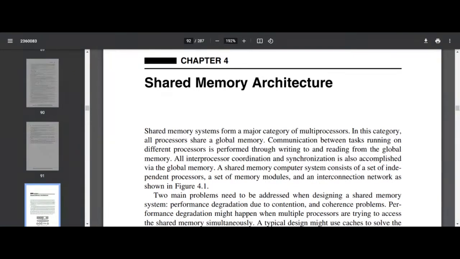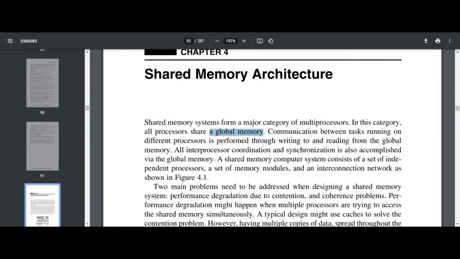So we are just recapping chapter 4, which we did earlier, before the midterm exam. This is about the shared memory architecture. We are going to study shared memory systems, one of the major categories of multiprocessors. In this category, all processors share a global memory. So the linchpin which we need to study and understand is the global memory. There is only one memory.